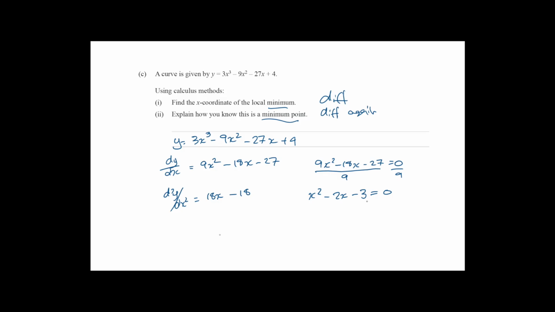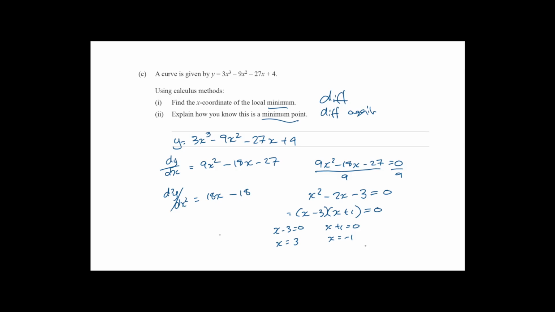So we want two numbers that multiply to give us -3 and add to give us -2. Well, it's going to be (x minus 3)(x plus 1). -3 times positive 1 is -3. -3 plus 1 is -2. Yes, that's right. Okay, so x minus 3 equals 0, so x equals 3. And x plus 1 equals 0, so x equals -1.